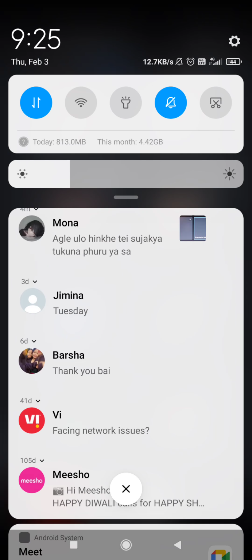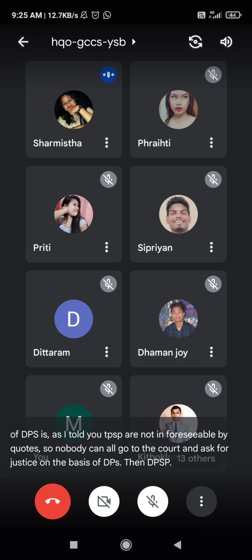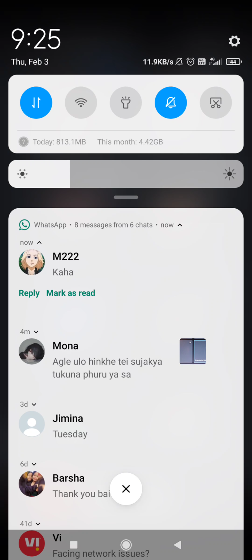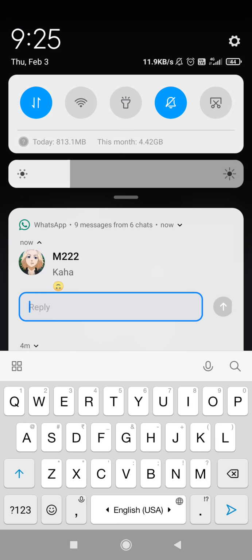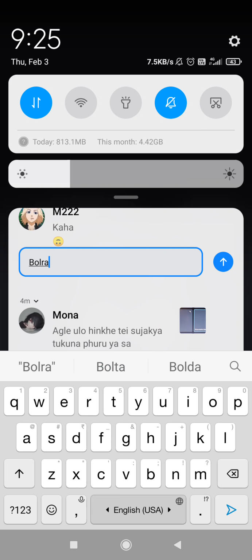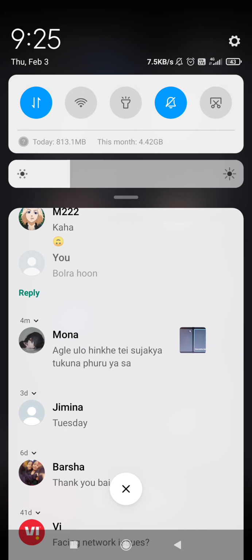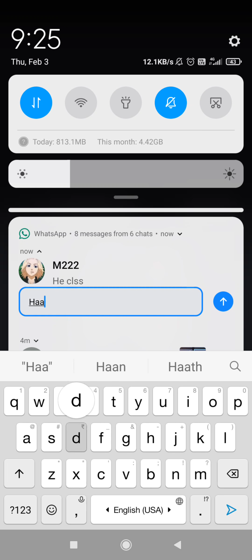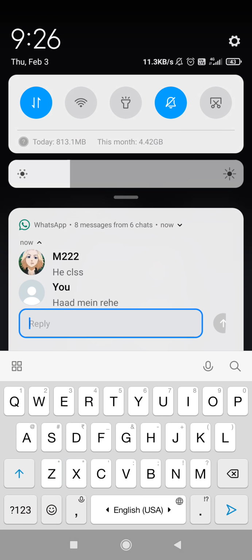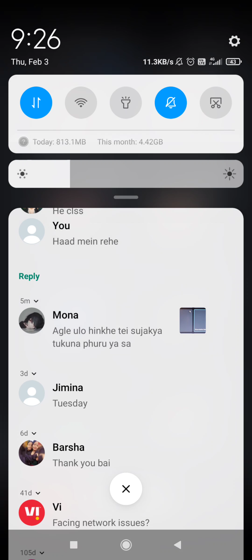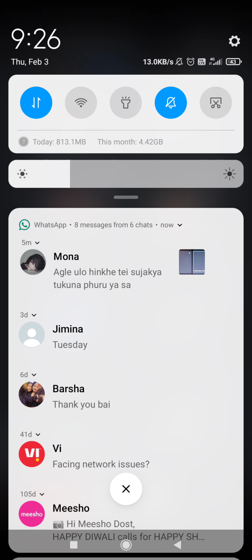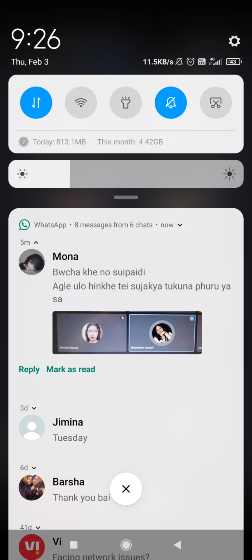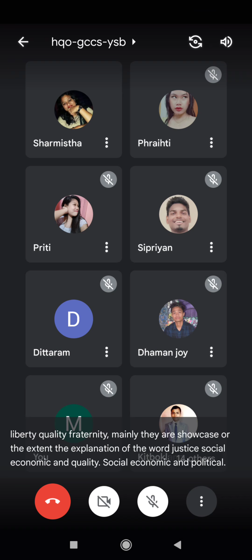Then DPSP is described as the compass of the Constitution. That is, it details objectives contained in the preamble of the Constitution. What were the objectives? That is liberty, equality, fraternity. Mainly they showcase or extend the explanation of the word justice: social, economic and political.